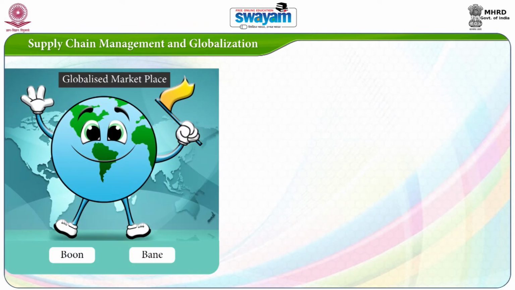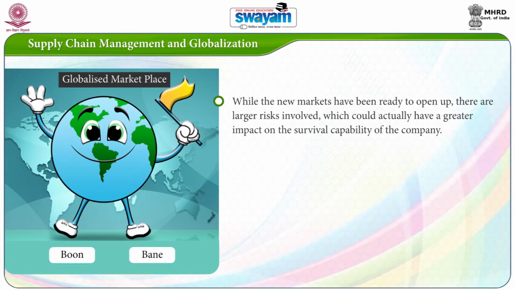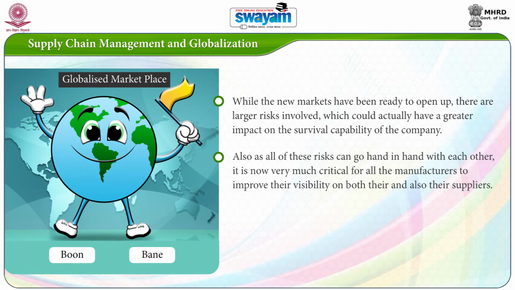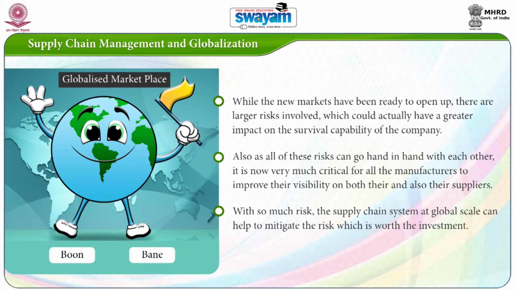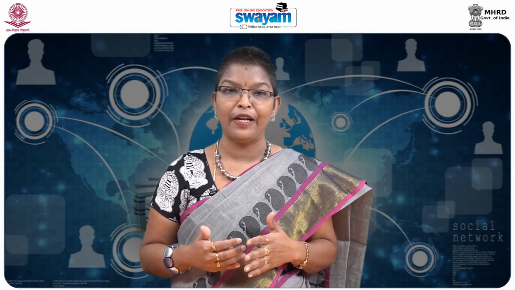A globalized marketplace has been both a boon and a bane. While new markets are ready to open up, there are larger risks involved which could have a greater impact on the survival capability of the company. And also, as all of these risks can go hand in hand with each other, it is now very critical for all manufacturers to improve their visibility on both themselves and their suppliers. With so much risk, a supply chain system at global scale can help to mitigate the risk, which is worth the investment. In the next session we can discuss specific issues related to supply chain globalization in the manufacturing and services sector.